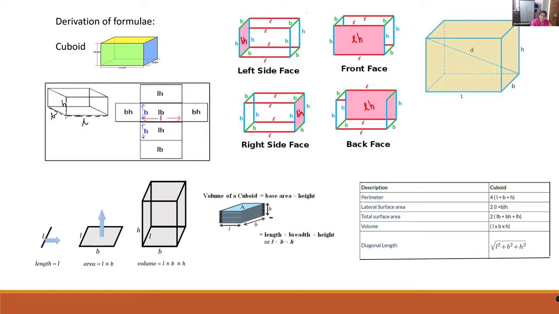Okay. And similarly, the next one, finding the volume of the cuboid. So for the volume of the cuboid, stacking the rectangular paper, stacking the congruent rectangular papers up to the height h, they can say base area into height. That is the volume of the cuboid.